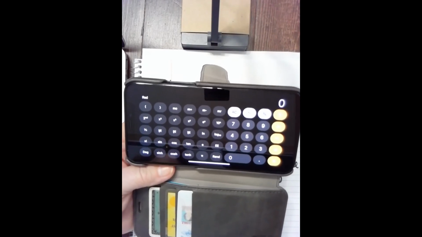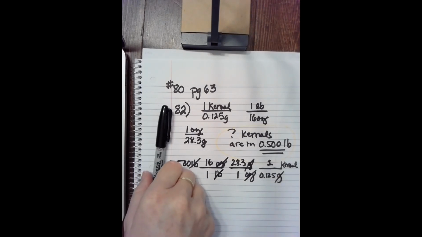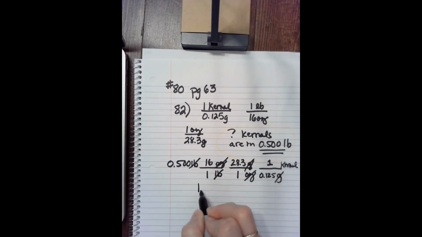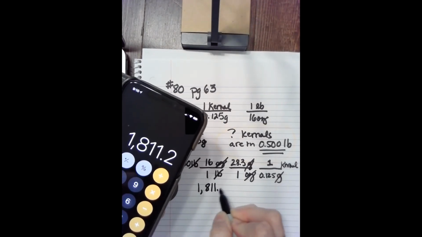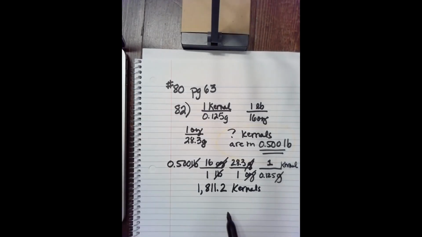All right. Let me get this out of the way because we just need a regular calculator. So 0.5 times 16 times 28.3, divided by 0.125 equals. All right, so now the number my calculator says is 1,811.2 kernels.